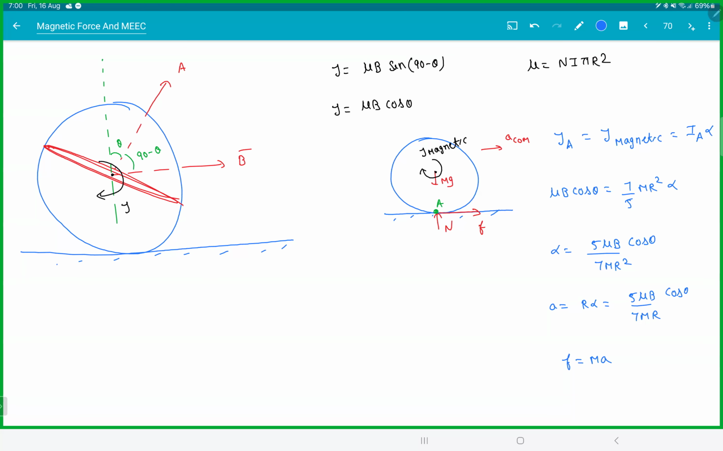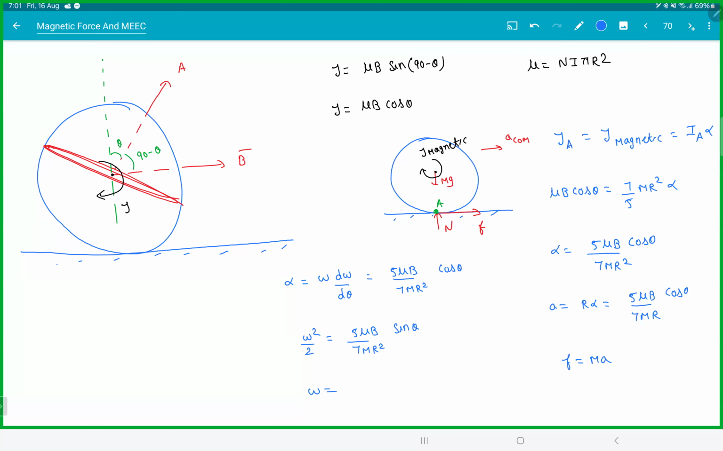Now, once you got this, you can find omega. So alpha is nothing but omega d omega by d theta, which is 5 mu B by 7 m r square cos theta. Integrate on both sides, and you end up with omega square by 2 is equal to 5 mu B by 7 m r square, that would be sine theta. From here, you'll get omega also.